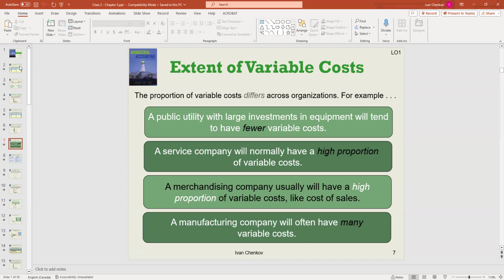What's the proportion of the variable cost that's going to have? Public utility with large investments in equipment, those facilities we're going to have fewer variable cost. Let's think for a moment, is that actually true? Let's say we are a Toyota manufacturer, and we have to produce the new model of RAV4 hybrid. What are we going to do in order to reduce the cost, to be efficient?